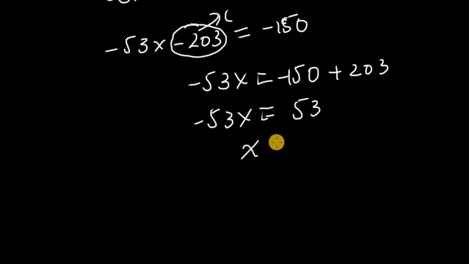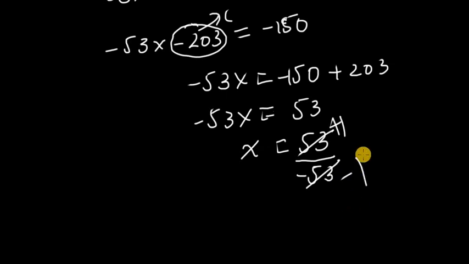Now what is x? x equals 53 divided by minus 53. Here it is multiplied by 53, so if we bring it to the RHS, it becomes divided by minus 53. Now we can cancel them out. This is going to be plus 1 and this is going to be minus 1. So the answer is 1 by minus 1.